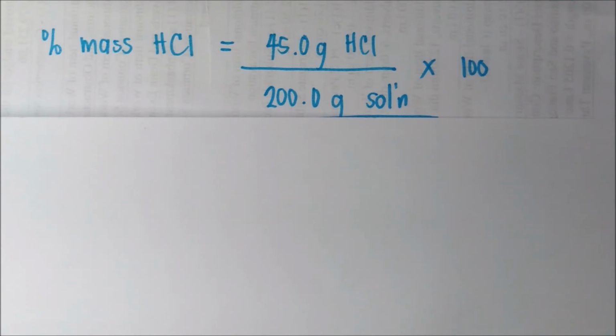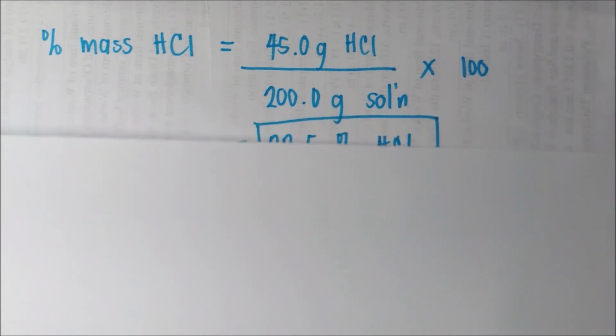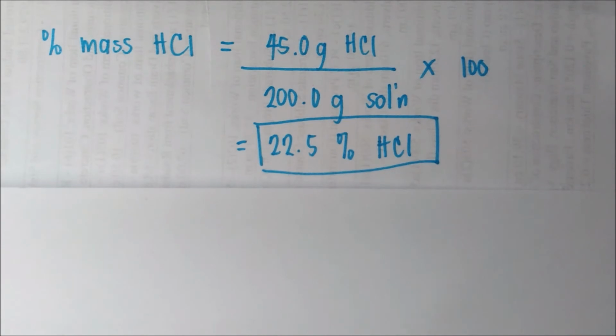Okay? Now, so we substitute our values for percent mass of your hydrochloric acid. So, we have 45 grams of hydrochloric acid divided by 200 grams of solution multiplied to 100. So, that would simply be 22.5% hydrochloric acid. Okay? So, basic pa tong percentage problems.